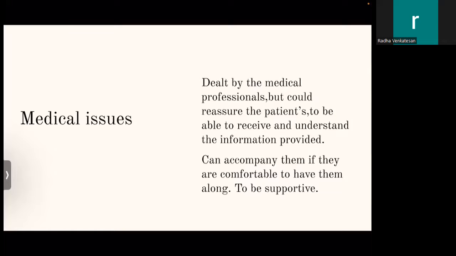So even from a medical point of view, if the doctor is going to explain, you can accompany the patient or the carer or someone. They say, no, I would like to understand a little bit more. So you could do a supportive role there.